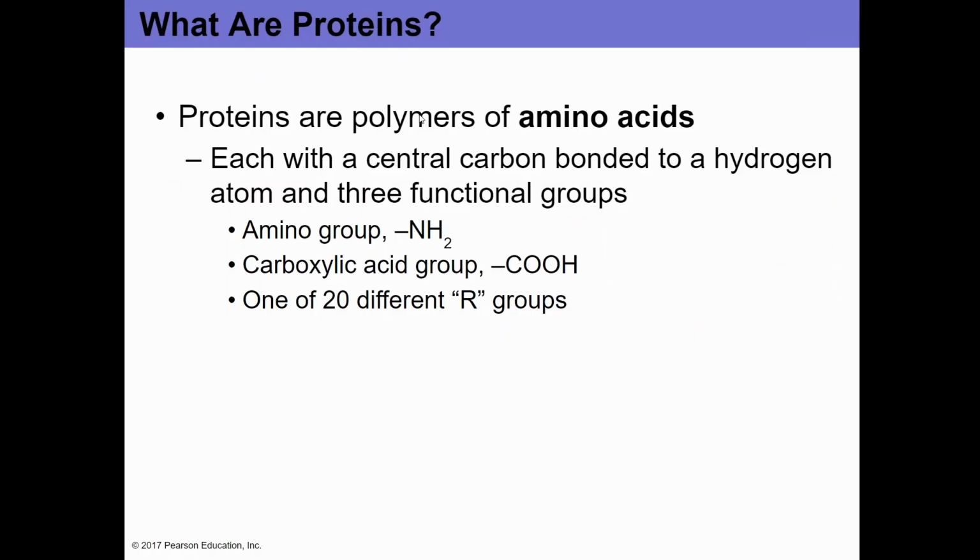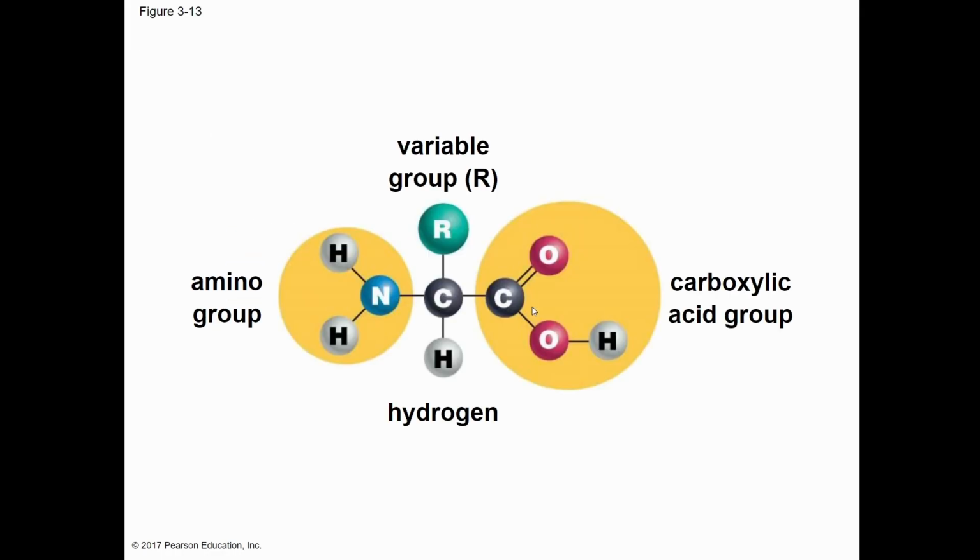Again, proteins are just polymers of amino acids. So the monomer for proteins is the amino acid. Smaller proteins are sometimes called polypeptides, but regardless, they're all made up of amino acids that have an amine group, a carboxylic acid group, and then a variable R group. So here's the basic structure for the monomer for proteins, a basic amino acid.